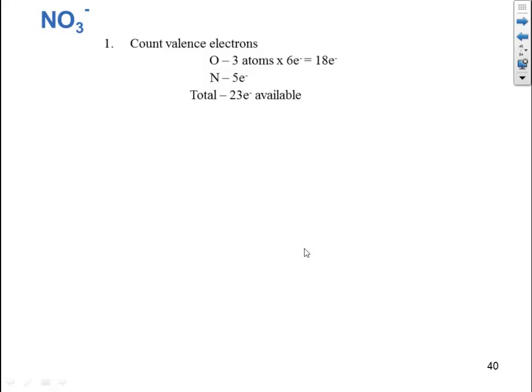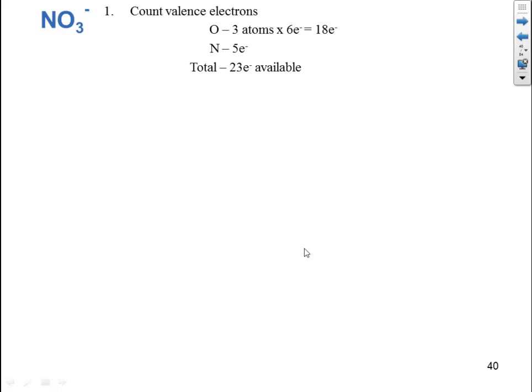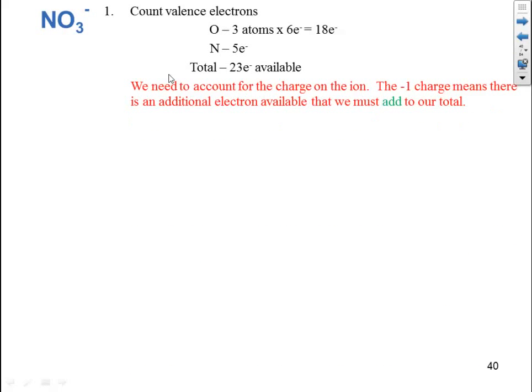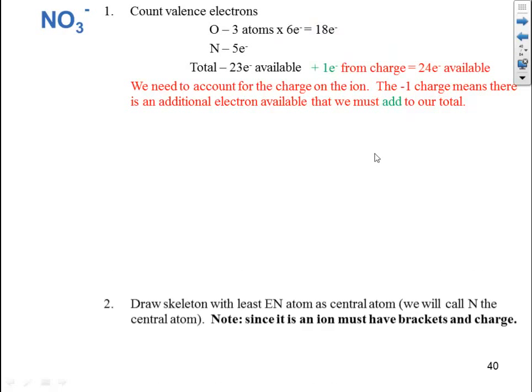NO3 minus. Count your valence electrons. 3 times 6 is 18, and 5 for nitrogen. That gives me 23 electrons. But notice that I have a charge on this, so I got to account for that. That means I have an additional electron. So I need to account for the charge on the ion. The -1 charge means there's an additional electron available that we must add. So I add my 1. So really I have 24 electrons available.